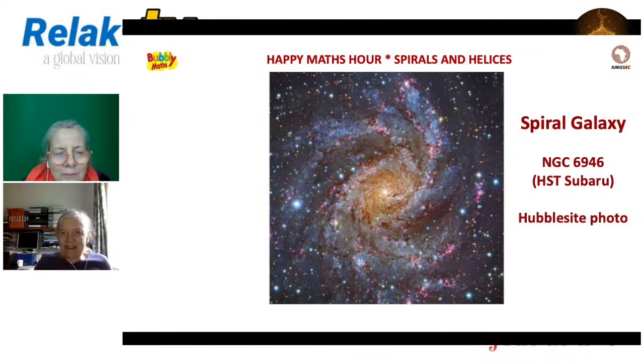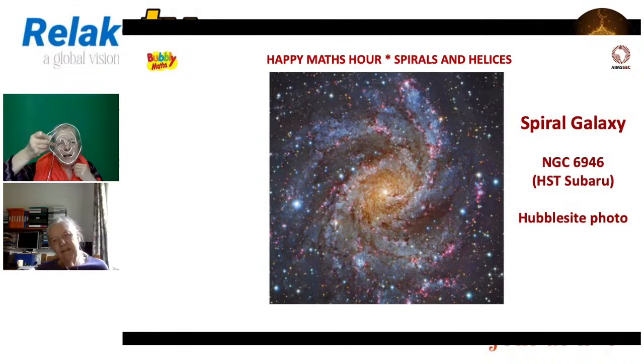This is actually a galaxy, and apparently galaxies are spiral and they move around on these tracks. And they're more or less flat, which is quite surprising. I do vouch for this being accurate because this is from the Hubble. Looked at from the edge, they're more or less flat, but there is some thickness.